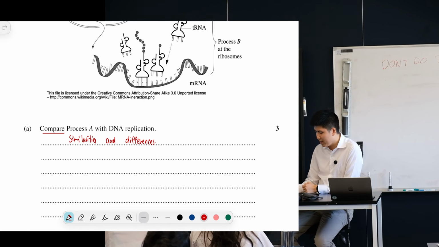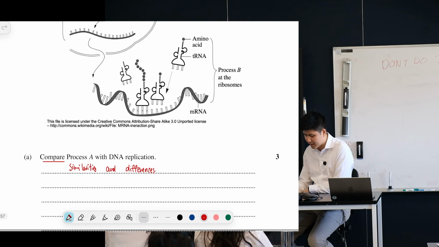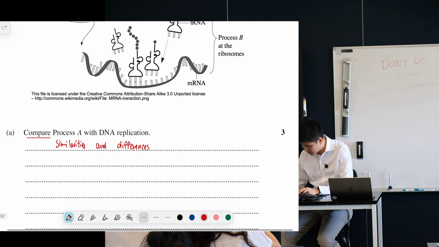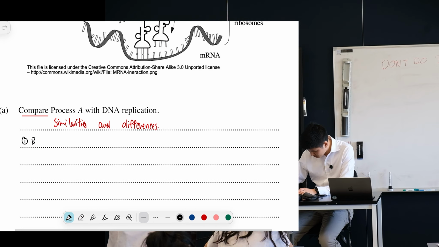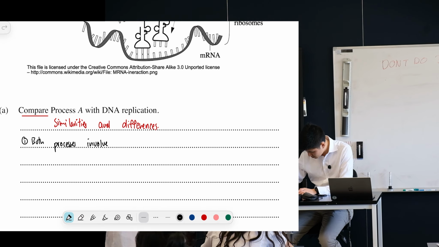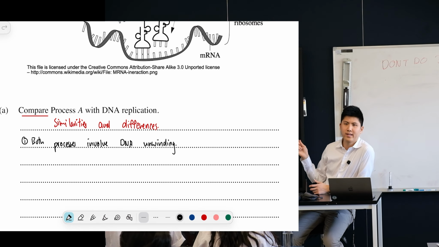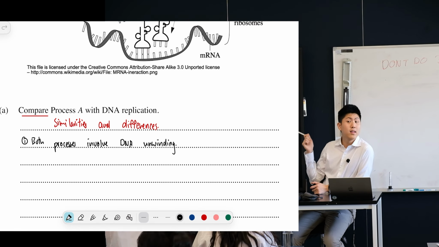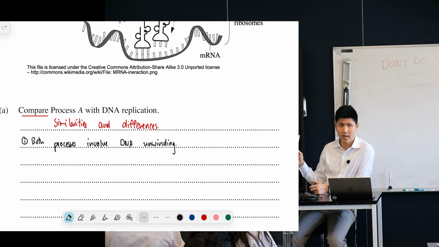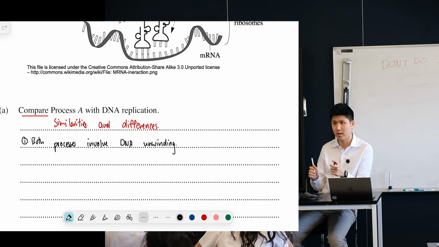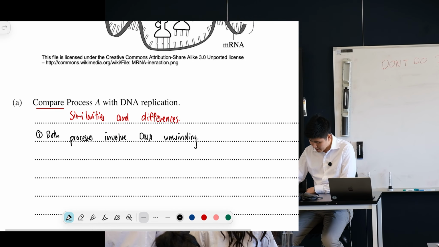We should probably, it's 3 marks, so I wouldn't just say 1 similarity, 1 difference. 1 mark here: both processes unwind DNA. Now it's important here you don't say unwinding via helicase because there's no helicase working in transcription. The polymerase does the unwinding. So just say that it's unwinding. Process A, okay, what else? DNA unwinding. What are some other things I can say?